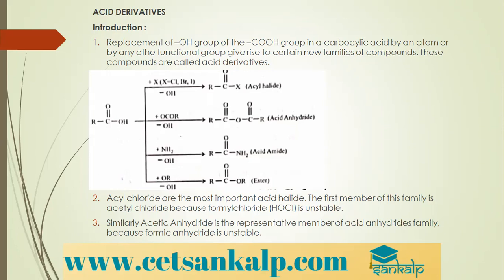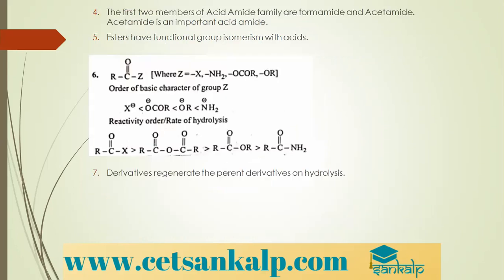Both exist. Esters have functional group isomerism with the acids. As I have already discussed, they form the same homologous series with the general molecular formula CnH2nO2. Therefore, we can call them functional isomers of each other. Okay. Then moving to the basicity. Order of basic character depends on the Z group, where Z can be halogen, it can be NH2 group, it can be OCOR group, or it can be alkoxy group. And here is the order you can see.